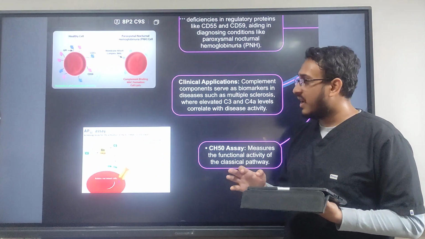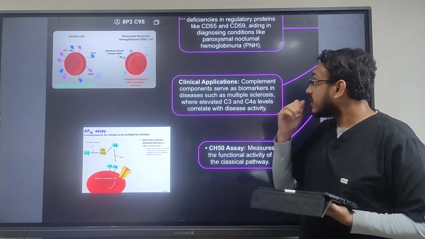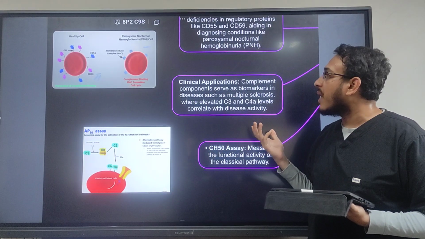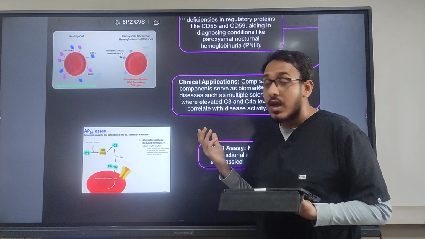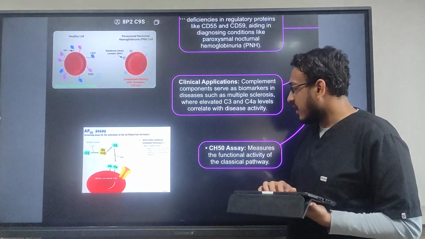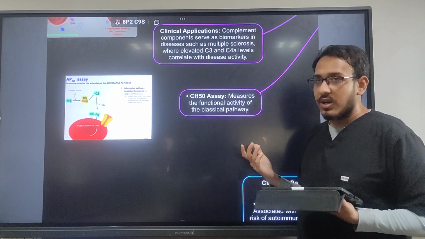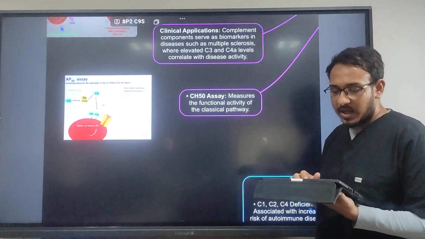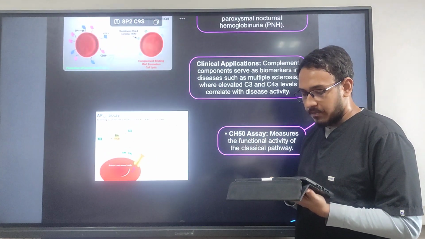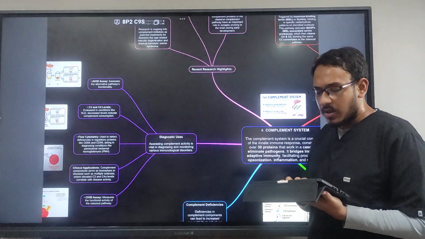Then some clinical applications can also be used, such as complement systems. The complement components can serve as a biomarker in diseases such as multiple sclerosis, where elevated C3, C4A levels correlated with the disease activity. Then the CH50 assay measures the functional activity of the classical pathway. So all these assays can be done using the blood, which can serve as a biomarker and can be used for diagnostic purposes.